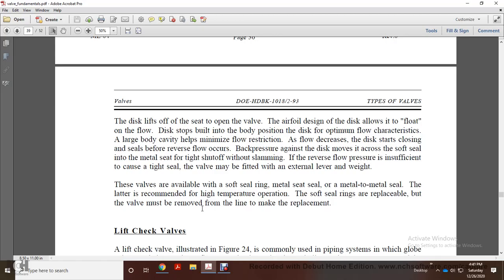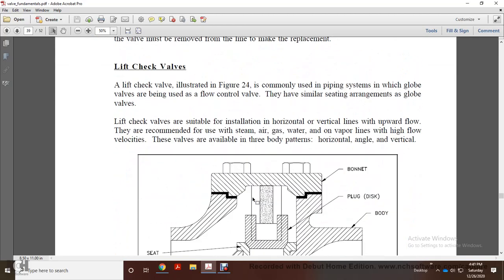Back pressure against the disc moves it across the soft seat seal into the metal seal for tight shut-off without slamming. If the reverse flow pressure is insufficient to cause a tight seal, the valve may be fitted with an external lever and weight. These valves are available in soft seal ring, medium metal seal, seat seal, and metal to metal seal. The latter version is recommended for higher temperature operation. Soft seal rings are replaceable, but the valve must be removed from the line to make the replacement.